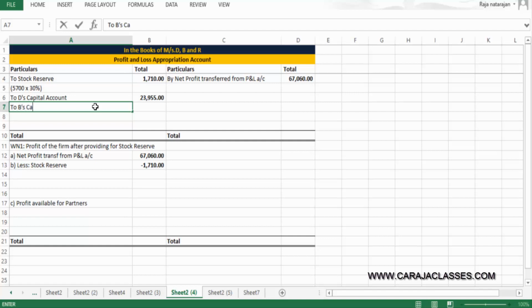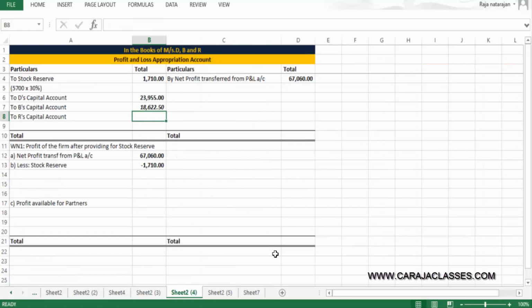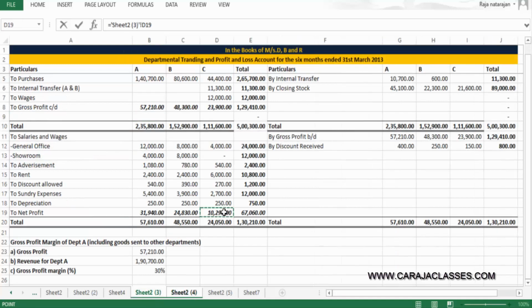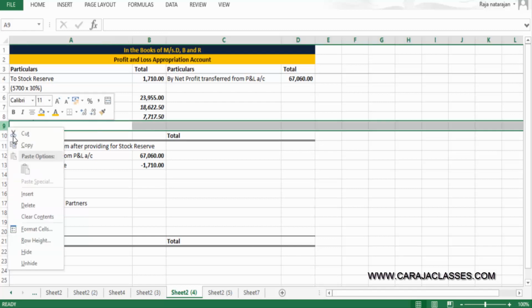Similarly, the other two partners are B and R. So I'll write to B's capital account and to R's capital account. B is entitled to a profit of 24,830 multiplied by 75%, it is 18,622.50, and R is entitled to a profit share on this 10,290 multiplied by 75%, it is 7,717.50. Okay, so this is done.